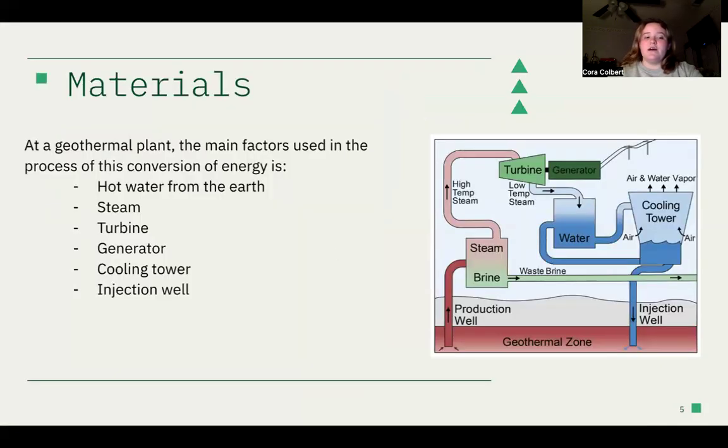Materials that are used at geothermal plants, the main factors used in this process of conversion of energy, are hot water from the earth, steam, turbines, generators, cooling towers, and injection wells.